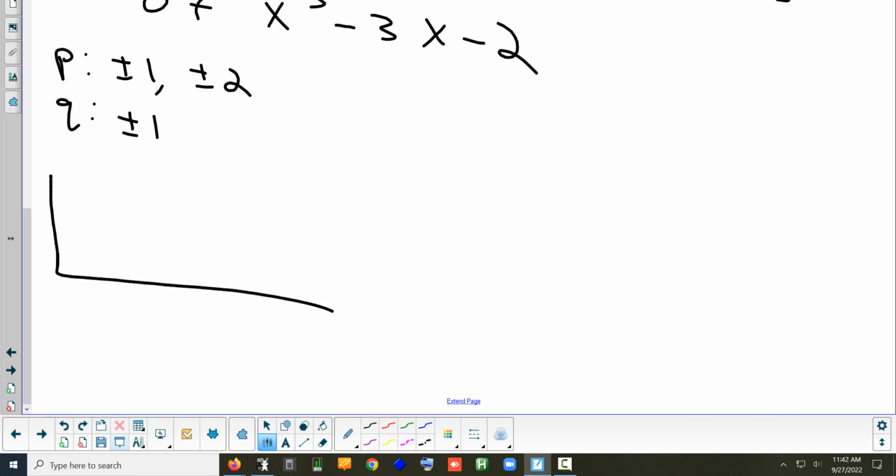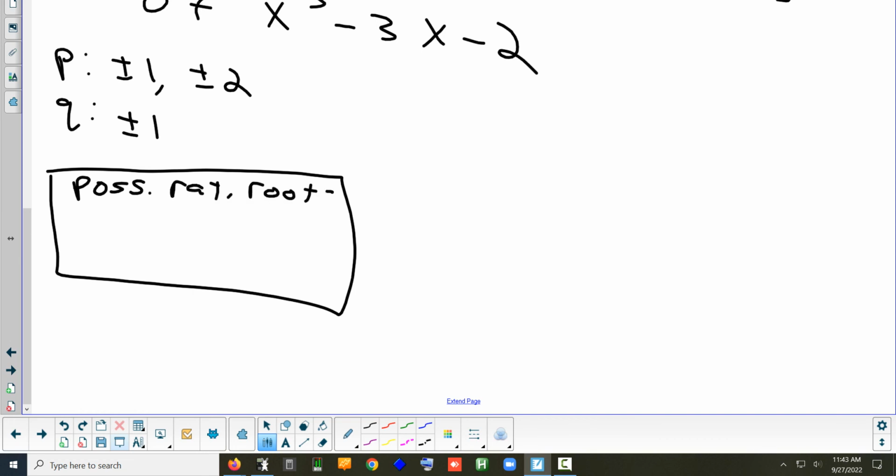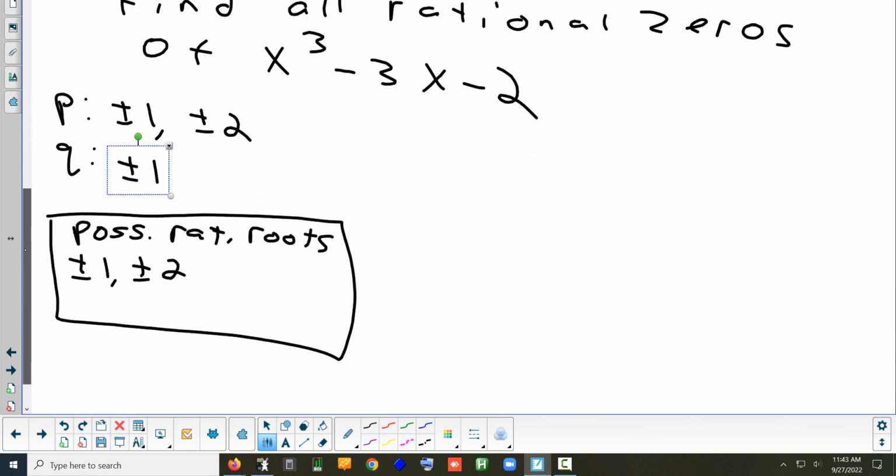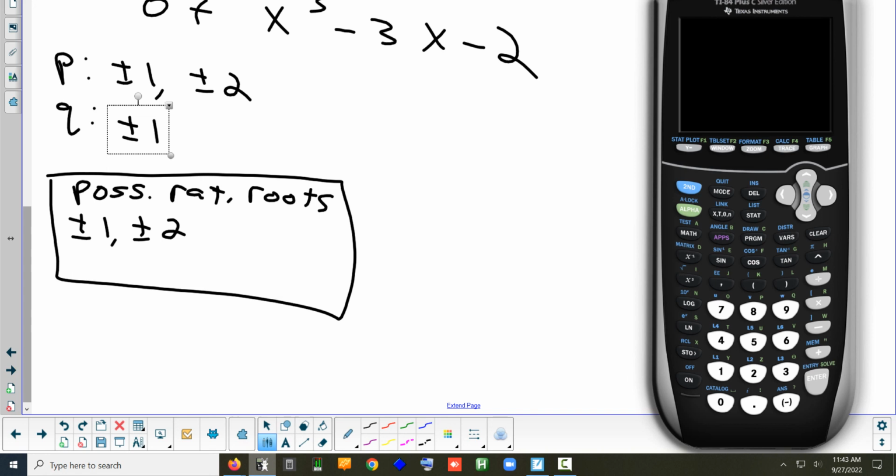How could I make a list of possible rational roots? What would they include? Plus or minus 1 over 1, 2 over 1. That's it. So if this graph crosses the x-axis at a nice spot, it's either going to be 1, -1, 2, or -2. That's pretty quick to figure out which one of these might work.